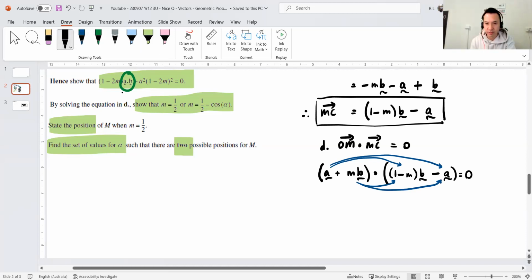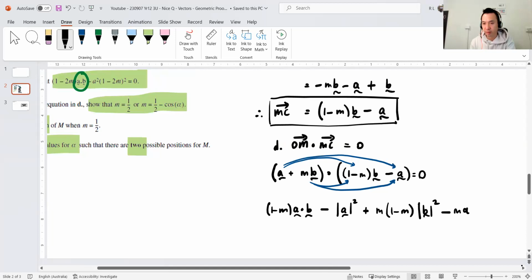Let's see. So it'd be 1 minus M, A dot B. Is that looking right? Yeah, it looks good. Minus A dot A, so that's magnitude of A squared. And then plus M times 1 minus M, B dot B, so magnitude of B squared. And then minus M times A dot B equals 0. Now, a couple of things, right?